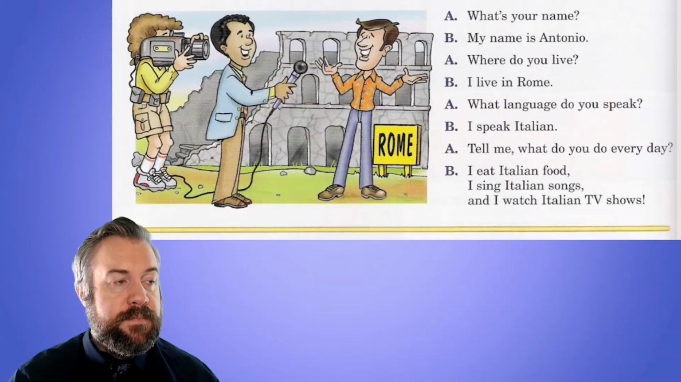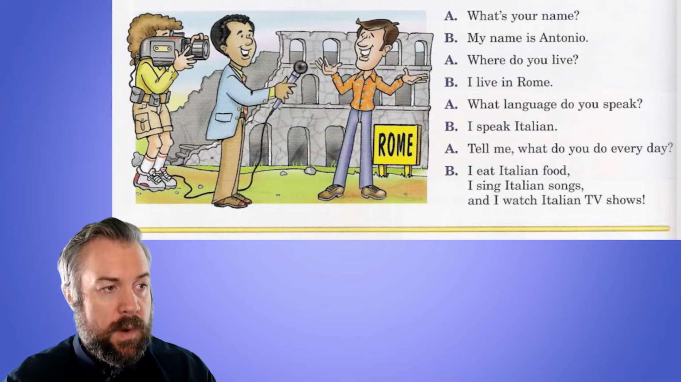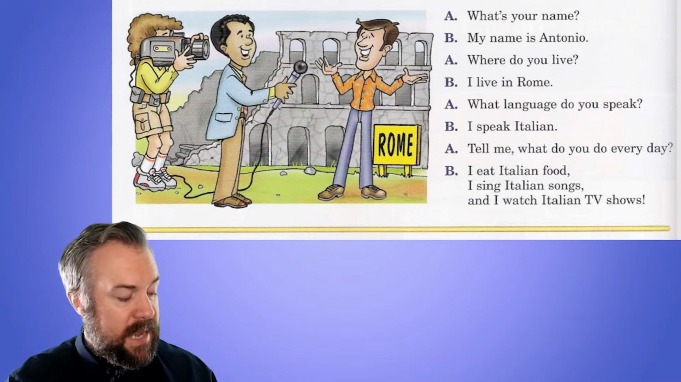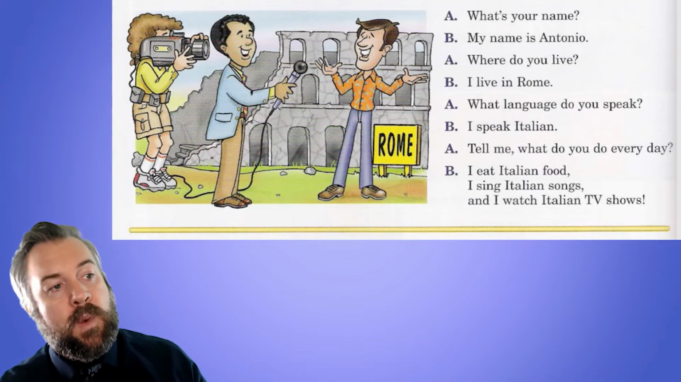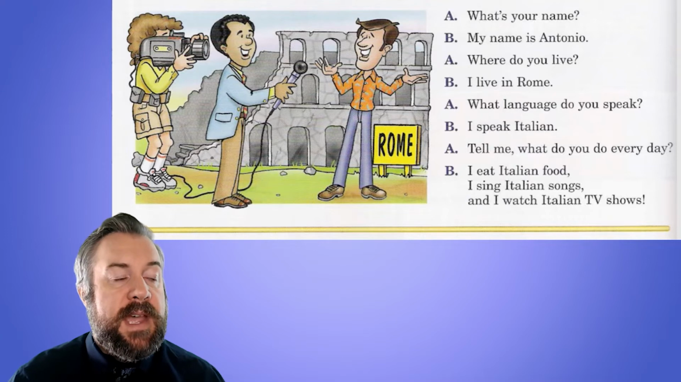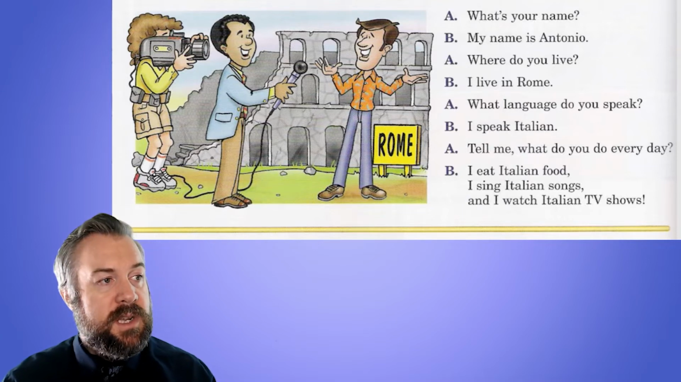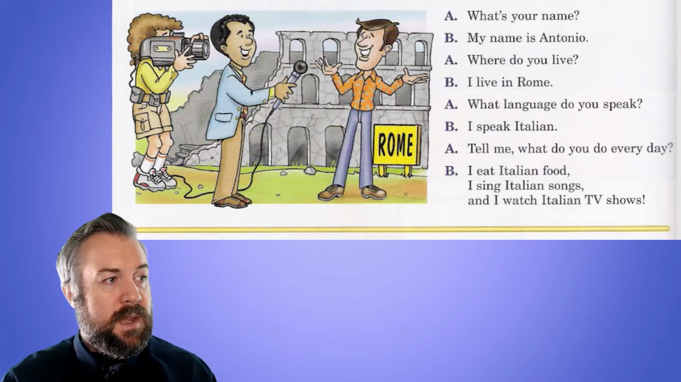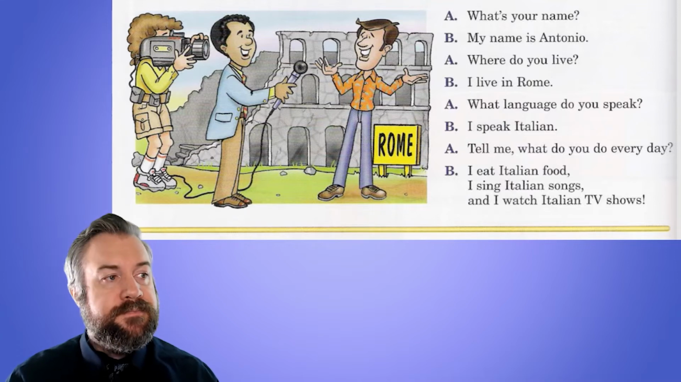Page 80 introduces a conversation where we use people's nationalities. We talk about where they live. We talk about their activities. Let's look at the picture. There's a man being interviewed. Where is he? He's in Rome. We can see the sign, Rome.